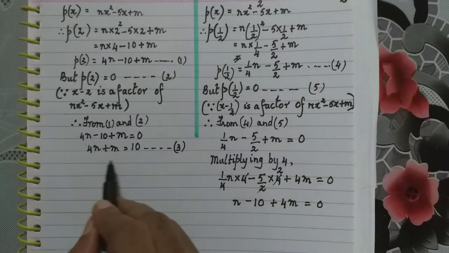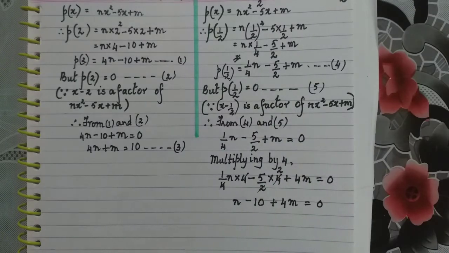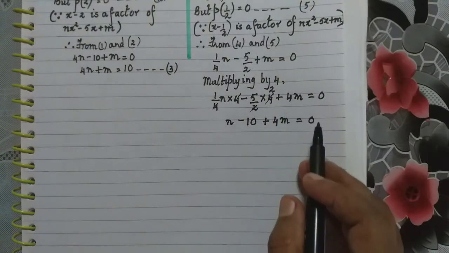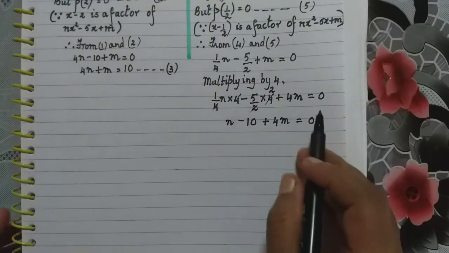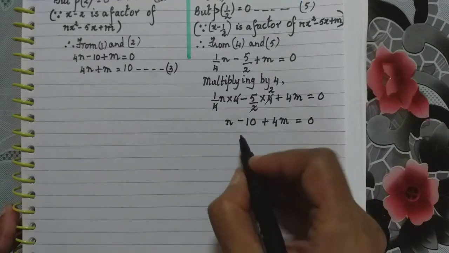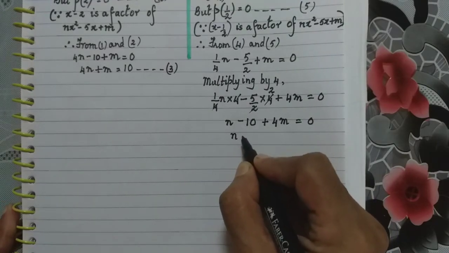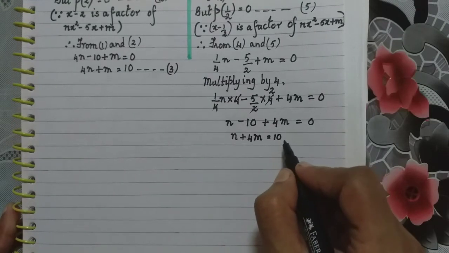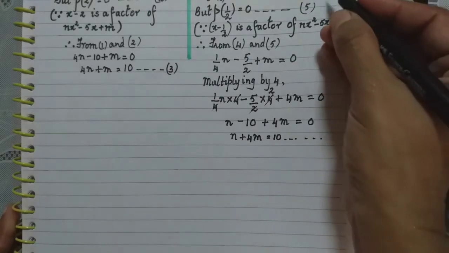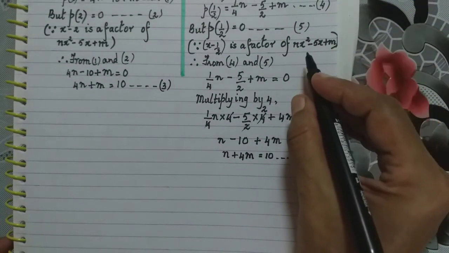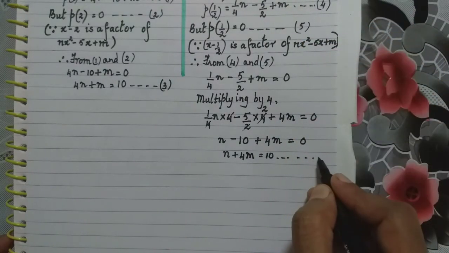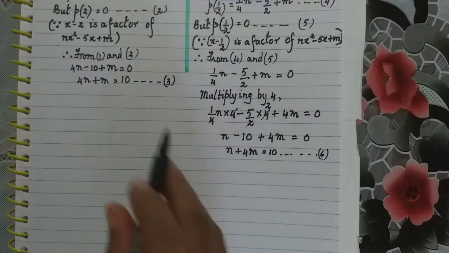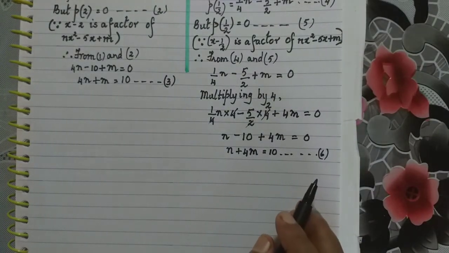Now again, as we did here, I can rearrange the equation. Rearrange how? By taking minus 10 on the other side. Now when taking minus 10 on the other side, what happens here? n plus 4m is equal to 10. So this becomes the next equation. So we had here 4 and 5, equation number 4 and 5. So this becomes 6. Okay. So now we have two equations, 3 and 6.